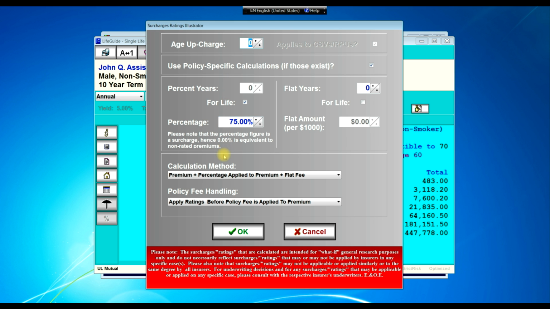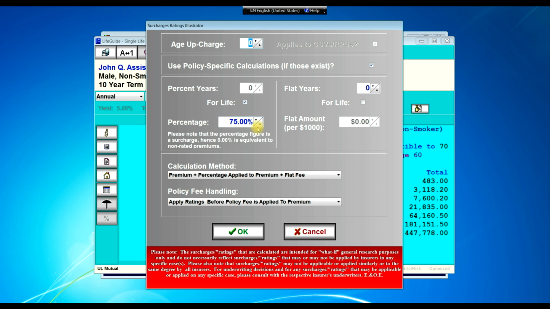And let's just think about this for a moment of why these ratings apply, these percentage ratings especially. Percentage or table ratings can be imposed for medical or non-medical conditions. Some examples include high blood pressure, diabetes, combined height and weight being outside the chart, especially obesity. Other examples include a poor driving record, scuba diving, being a pilot or passenger in small planes, etc.